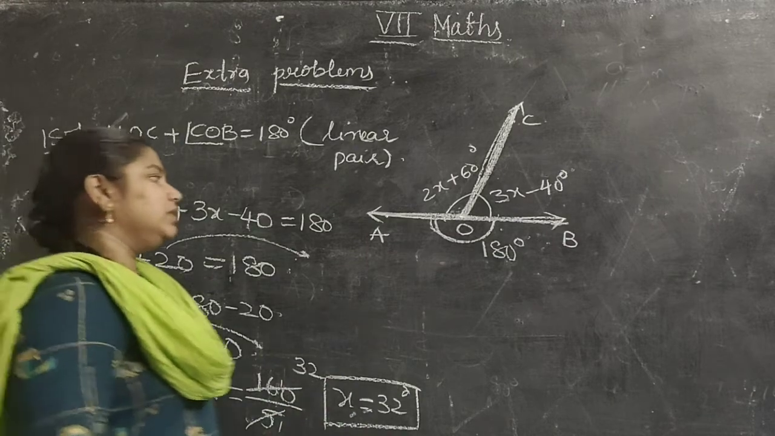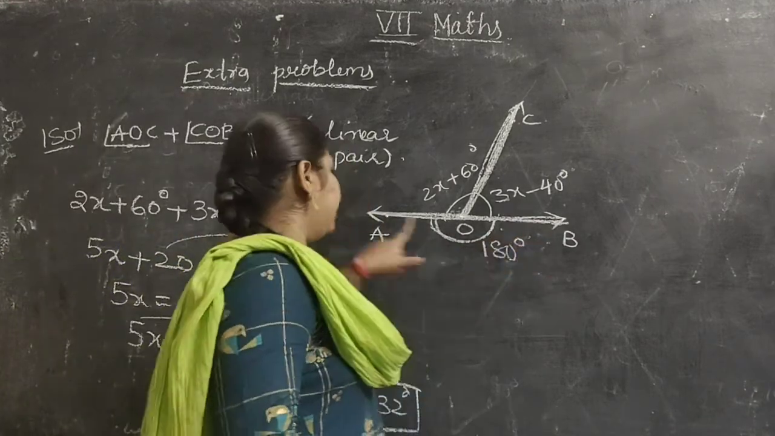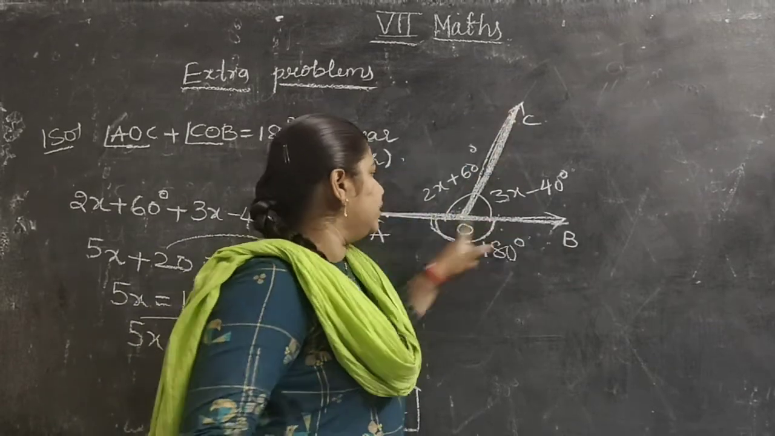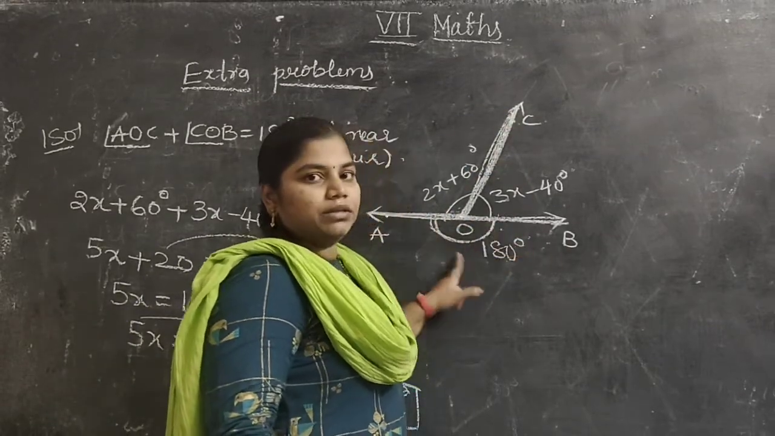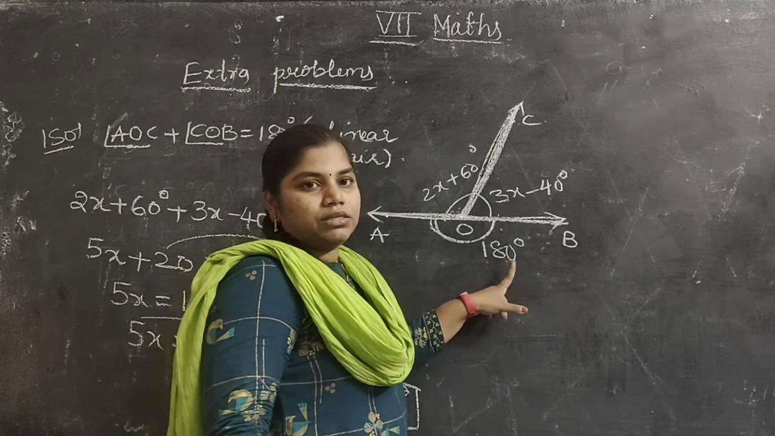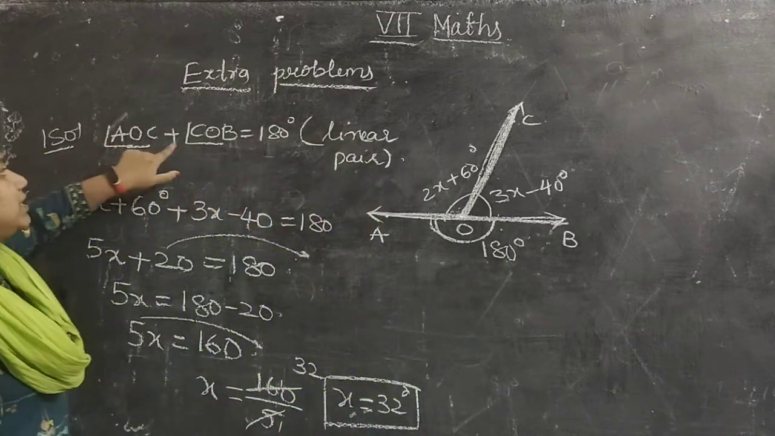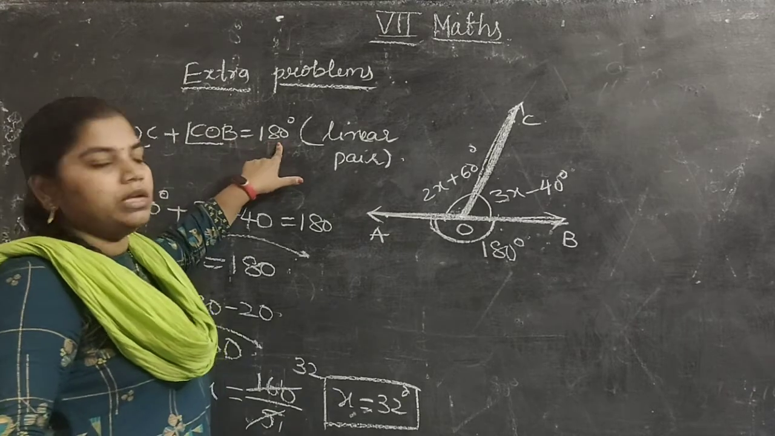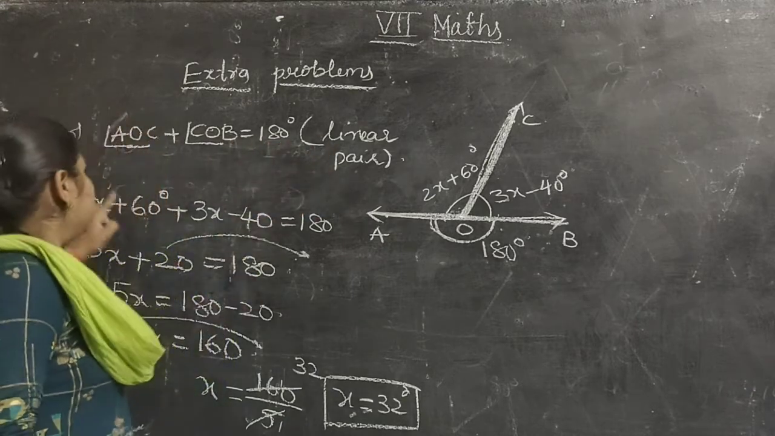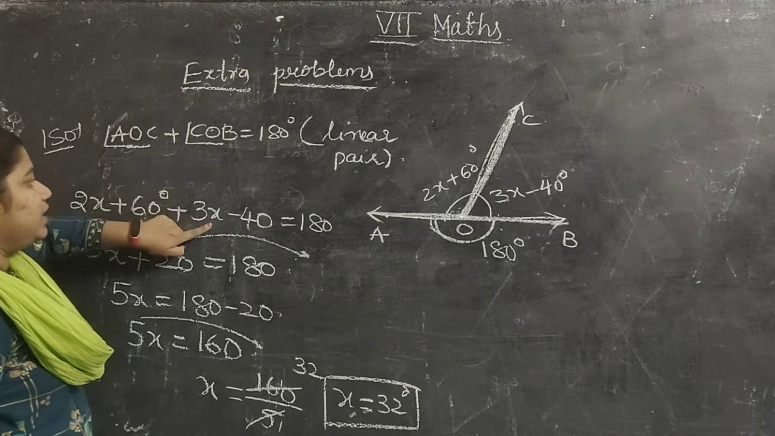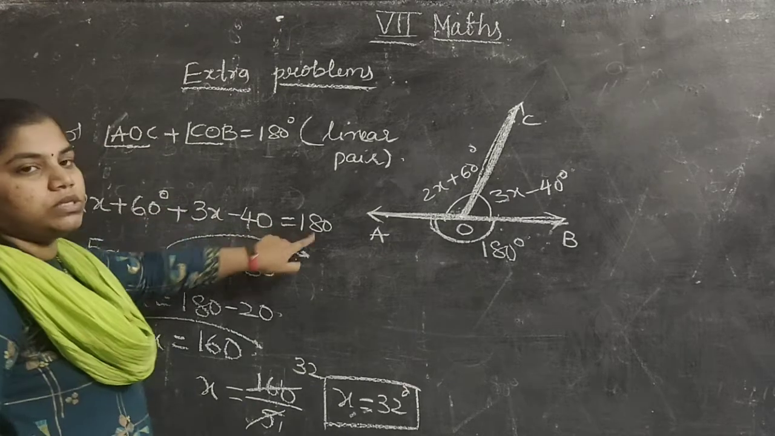So once again you see this, it is forming a linear pair. If you add AOC plus COB, that is forming one straight line that is equal to 180 degrees. A straight line is nothing but a linear pair. So angle AOC plus angle COB is equal to 180. It is forming a linear pair. So AOC is how much? 2x plus 60 plus COB is 3x minus 40 is equal to 180.